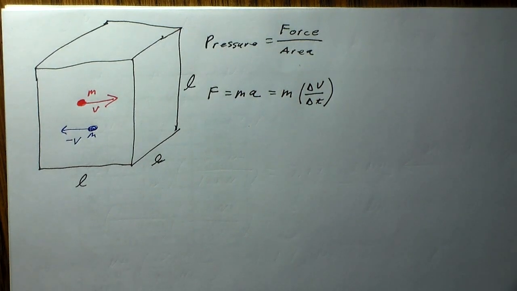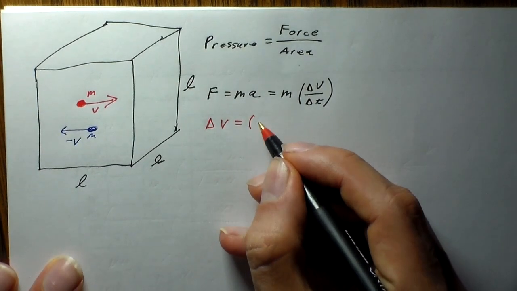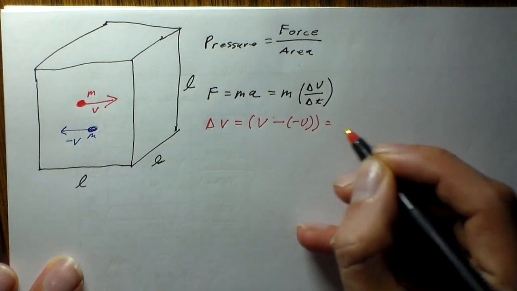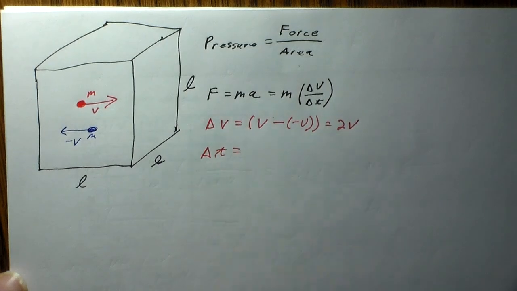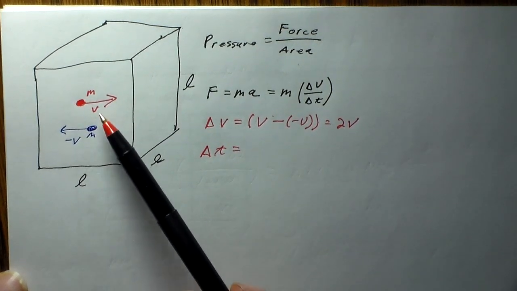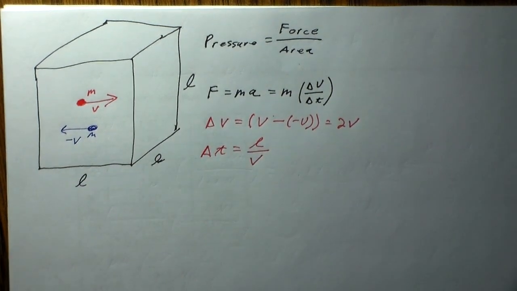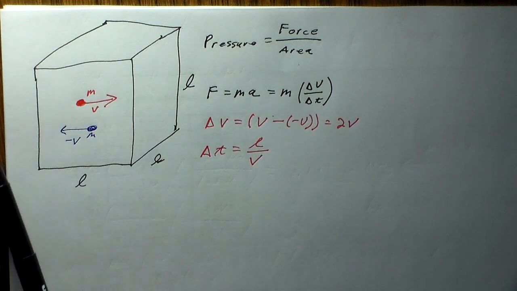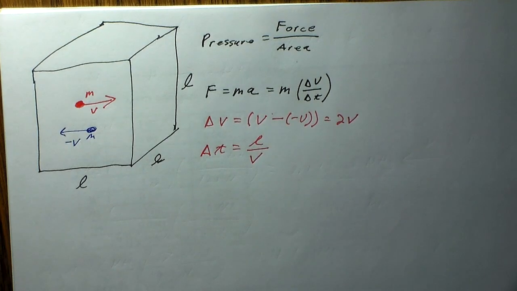So that means that my change in velocity here is going to be equal to v minus the negative v, which is just going to be 2v. And then my change in time, how long it actually takes for this to occur, is going to be the length divided by the velocity. Okay, so that's just going to be my time, because it's basically the time between collisions. It bounces here, then it has to get back to the other side, back to the other side. So it's going to be the length divided by the velocity.